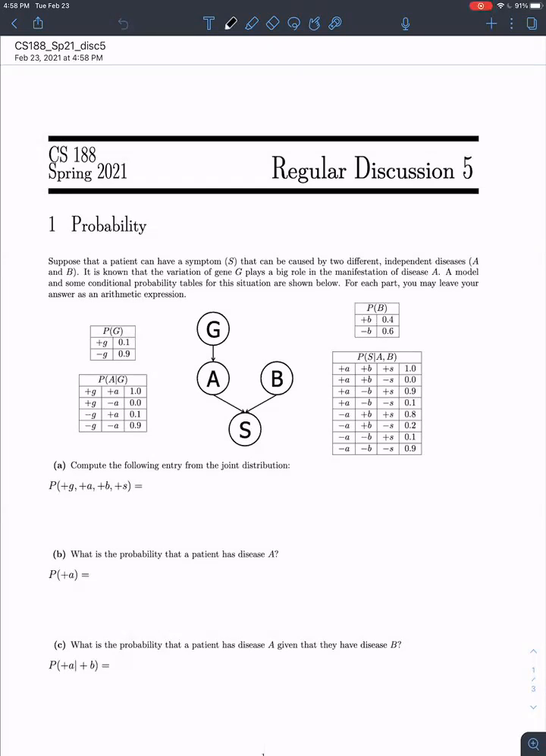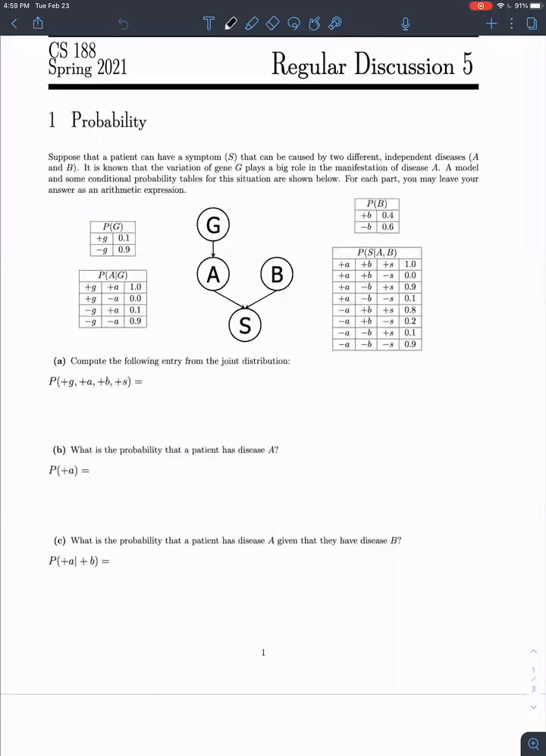Hello, everybody. Today, the discussion sheet has a bunch of problems on probability and independence. So let's dig in. We're starting off with basically this big graph right here. It's a Bayes network, and it's going to help us calculate some fun conditional probabilities. So let's look at it.